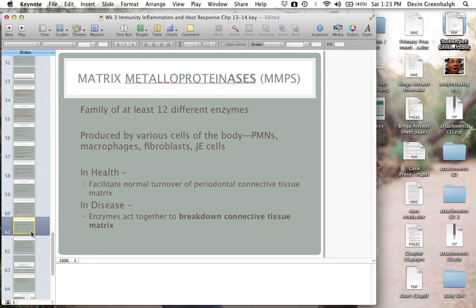MMPs are produced by various cells in the body. In health, MMPs facilitate normal turnover of periodontal connective tissue. In disease, enzymes act together to break down the connective tissue of the matrix.